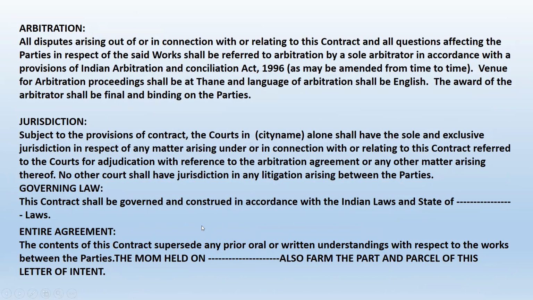Arbitration. Suppose in some of the construction items the client and the contractor disagree. That can be referred to arbitration. For the arbitration, you can mention whether it is to be a sole arbitrator or the Arbitration Act 1996, and everything has to be mentioned. You have to mention where the venue of the arbitration will be, what the language will be, and whether the award can be challenged or not.